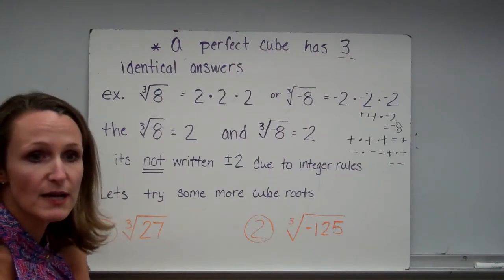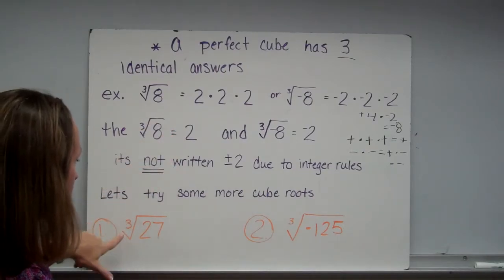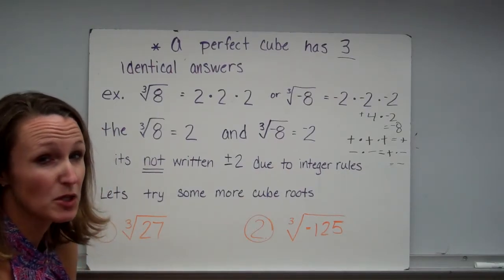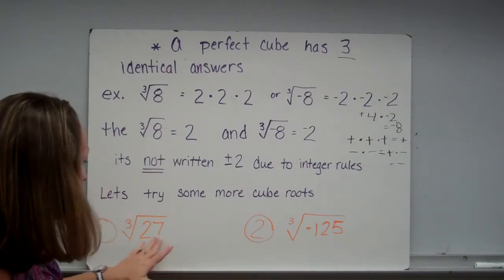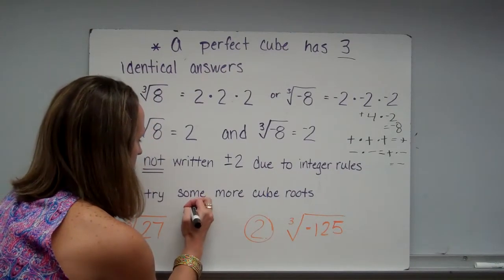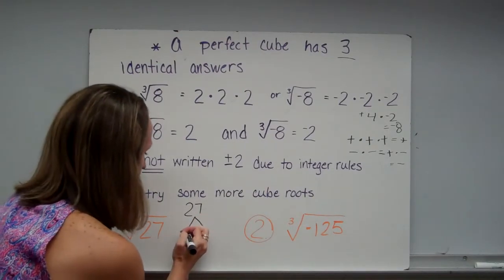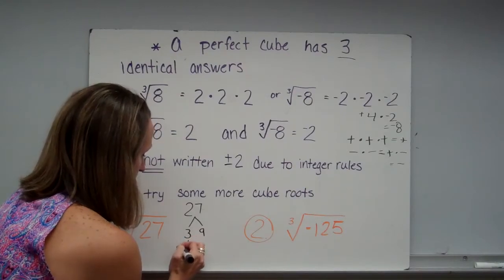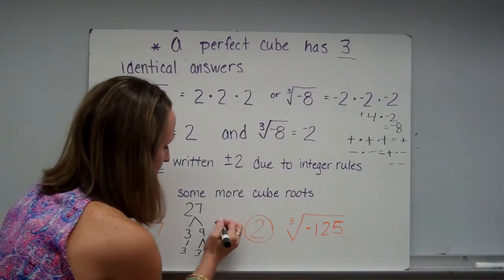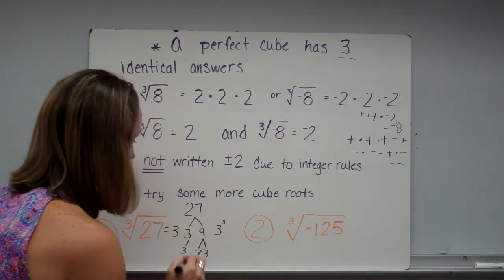So let's come down here and do a couple of examples of cube roots. Remember, you want 3 identical answers, but you don't need to write the positive and negative in front. So let's look for the cube root of 27. What number times itself 3 times equals 27? Cube roots are a little bit harder than square roots. So I have to think, what times what times what equals 27? You've got to think back to your factor trees. If I have 27 and I want to break it down, what times 3 equals 27? Well, I know that 3 times 9. So look, I have 3 3s. 3 cubed is 27.